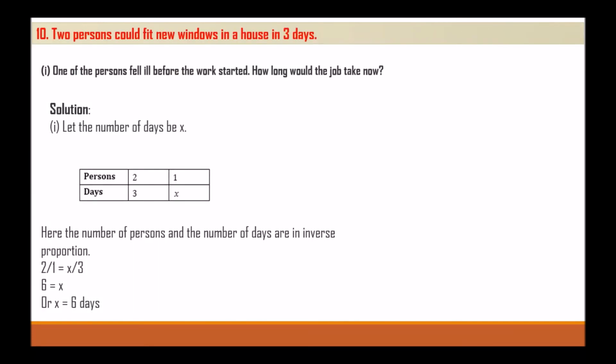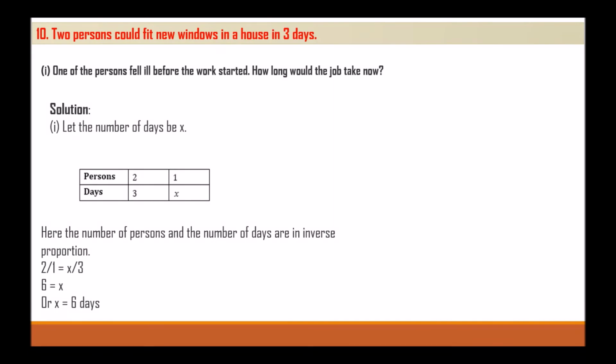2 persons could fit new windows in a house in 3 days. One of the persons fell ill before the work started. How long will the job take now? Let the number of days be x. So here the number of persons and the number of days are in inverse proportion.